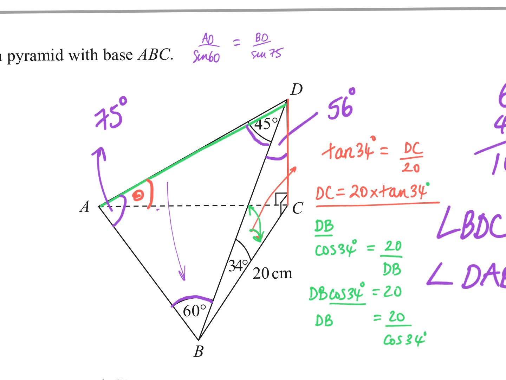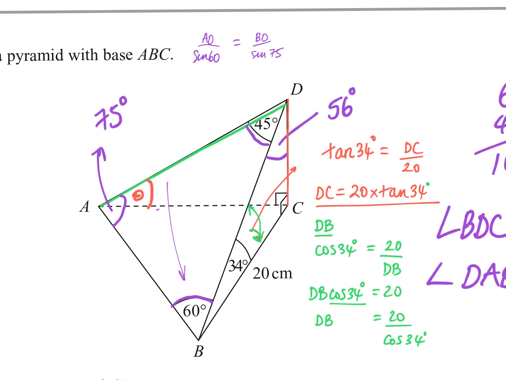So using the sine rule, AD over sine 60 is BD over sine of this angle here, which we said was 75 at the beginning. And we have BD as well. So I'm not going to do all this in terms of sines and cosines. I'm just going to go straight for the kill and get some decimals down here.